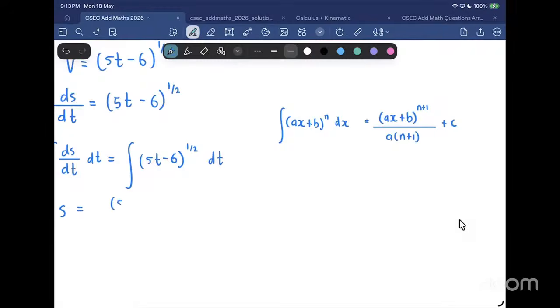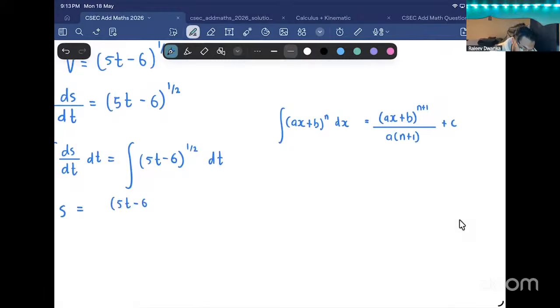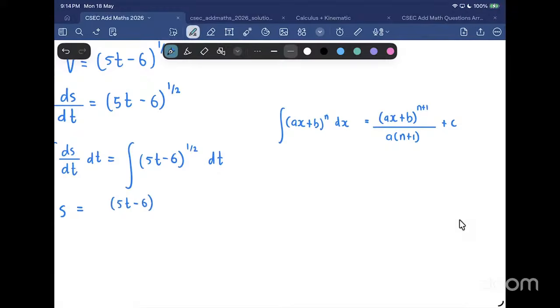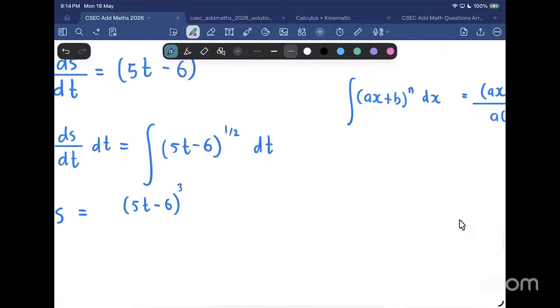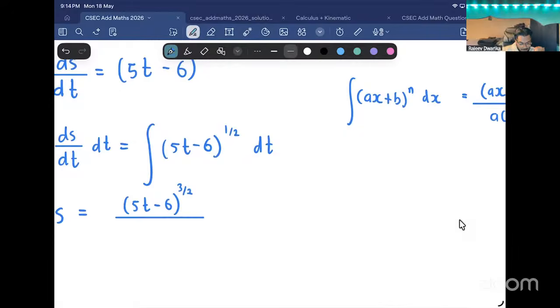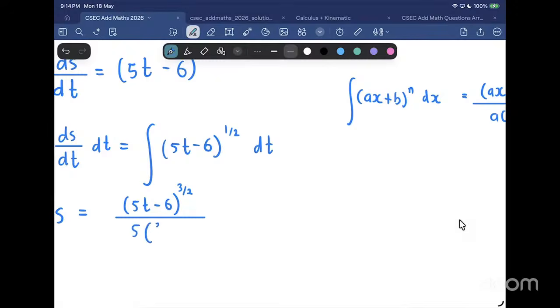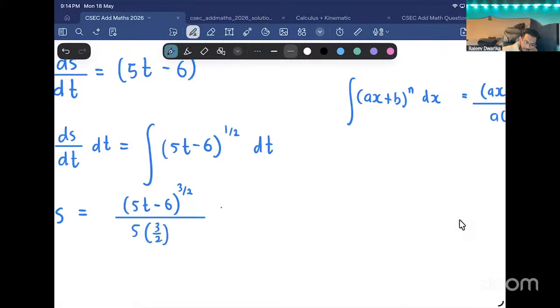So I'll write back 5t minus 6, and I'll do what to the power? Add 1 to the power. So if I add 1 to a half, that gives 3 over 2. Cool. And then I would divide by 5 times 3 over 2, and that'll be plus c.